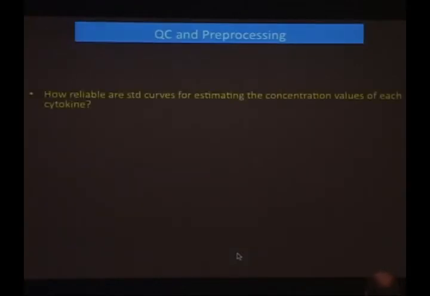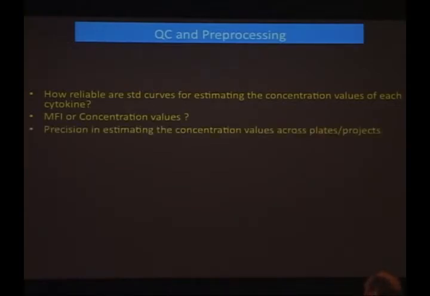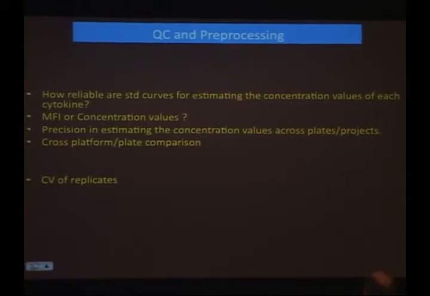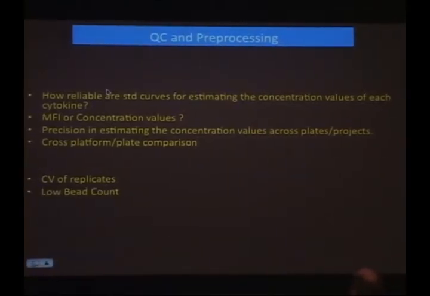Starting with QC and pre-processing, the very first question that we ask, for those familiar with the Luminex, is about the standard curves. How reliable are the standard curves for estimating the concentration values for each cytokine? Should we go with MFI or concentration value? What is the precision in estimating the concentration values across plates or projects? We also did some cross-platform comparison as well.